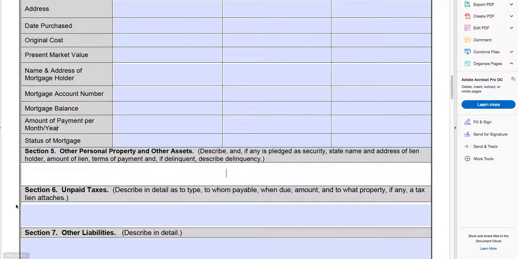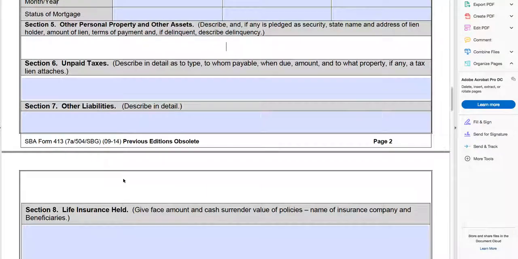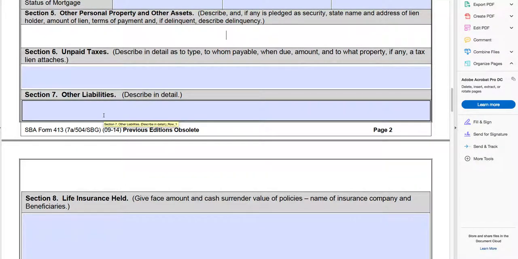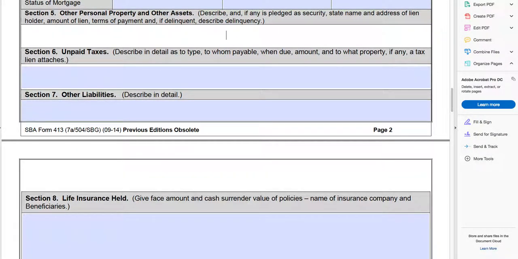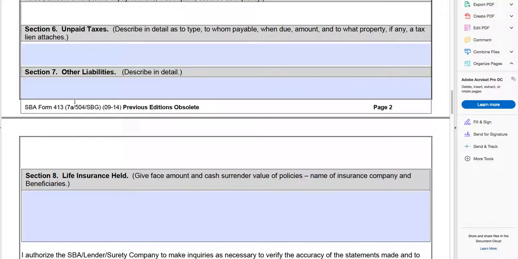Section 7 is just other liabilities. This could be debts to foreign governments, outstanding lawsuits, debts that come from private agreements. If you have a hard money loan, you typically want to put it right here, and a personal hard money loan, and that's important as well. Okay, and you can put that in Section 7.